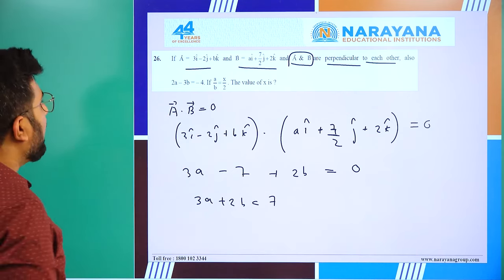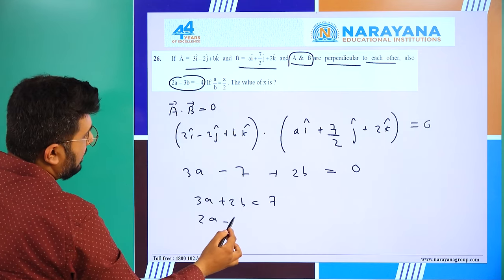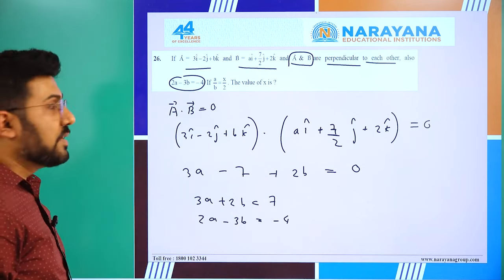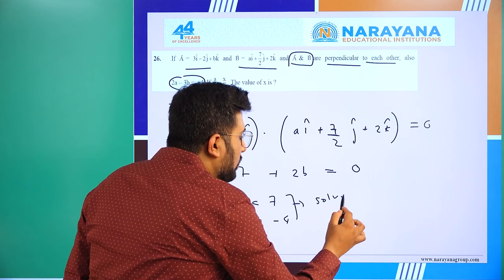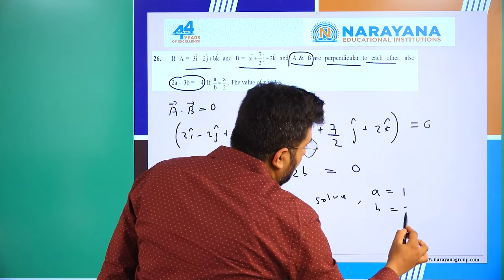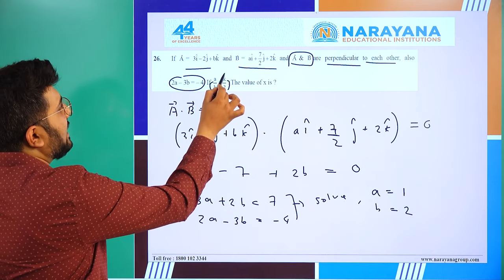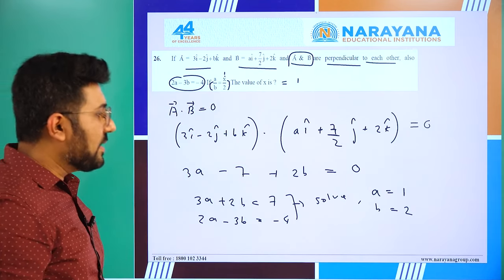Okay. And they have also given to you that 2a minus 3b equals minus 4. When I solve these two equations, I get a equal to 1 and b equal to 2. So what is a by b? x by 2, that means x has to be 1. x has to be 1.